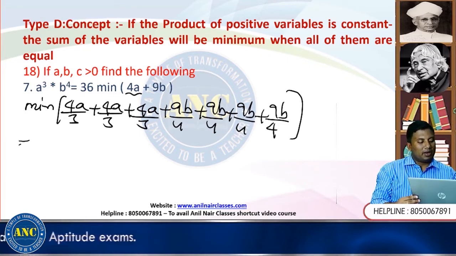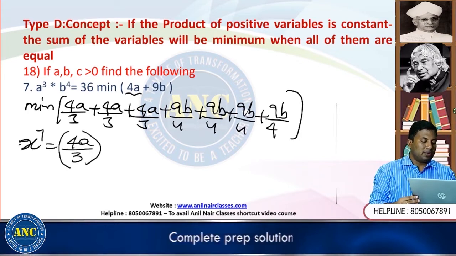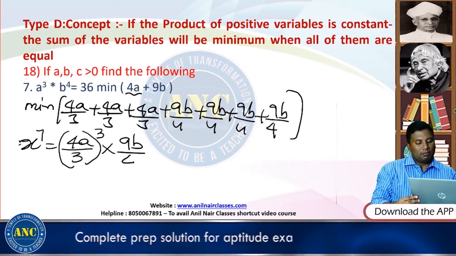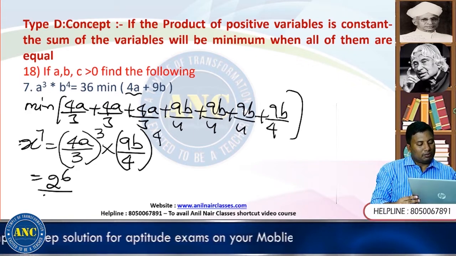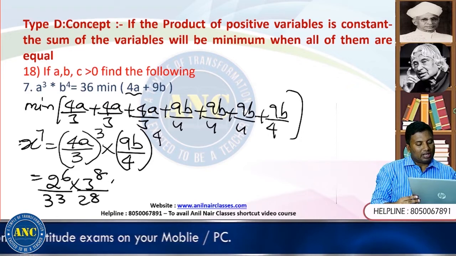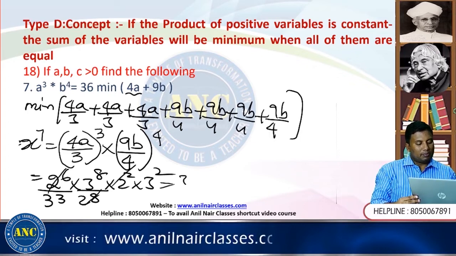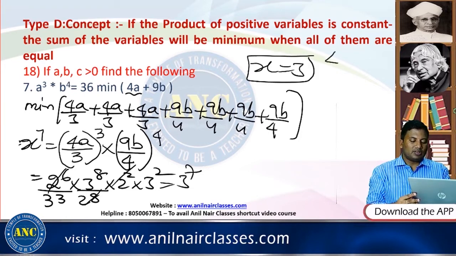If I multiply all this, x power 7 is 4a by 3 into 4a by 3 into 4a by 3, that is 4a by 3 whole cube into 9b by 4 power 4. So it is 2 power 6 by 3 cube into 3 power 8 by 2 power 8 into 2 square into 3 square. So it is 3 power 7. So x is 3.